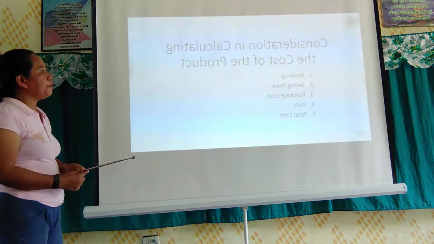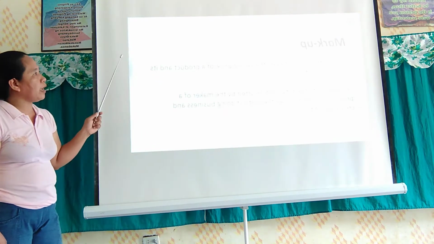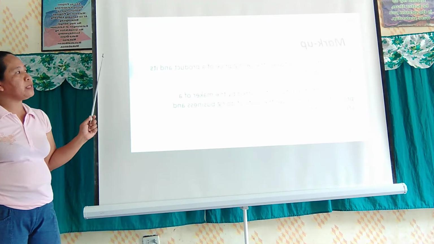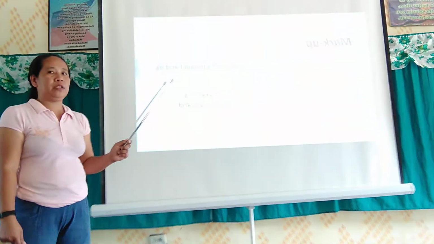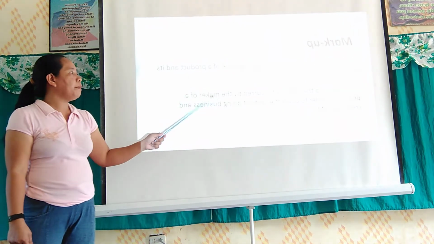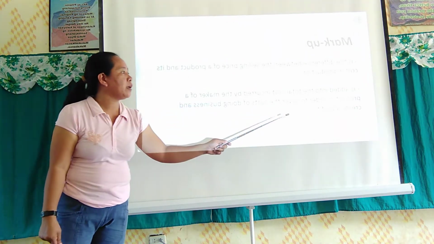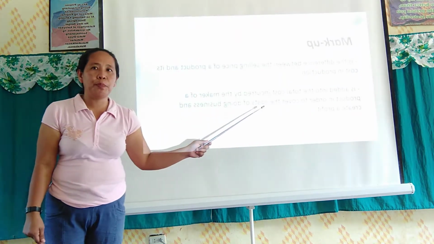Let us define markup. What is markup? Markup is the difference between the selling price of a product and its cost in production. It is also added into the total cost incurred by the maker of a product in order to cover the cost of doing business and create a profit.